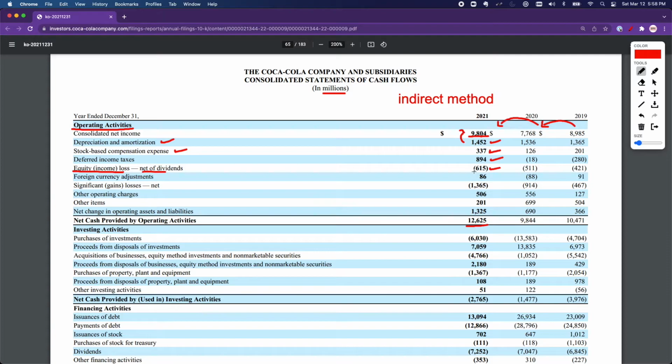There's some currency adjustments here that get added, some gains or losses as well. Again, this is real cash leaving the business, right?